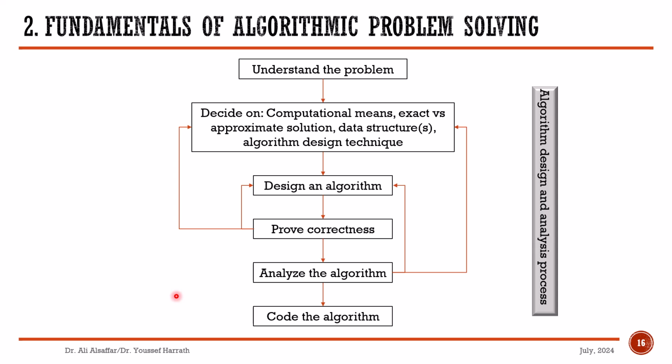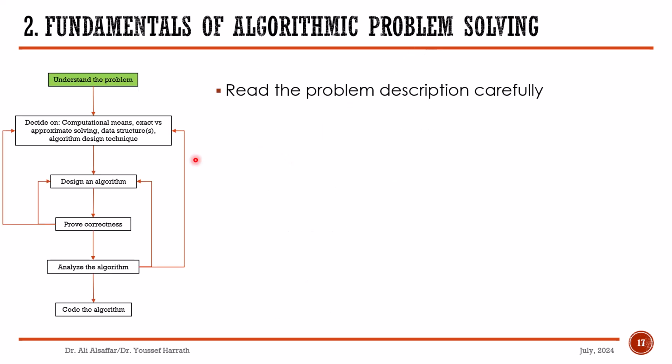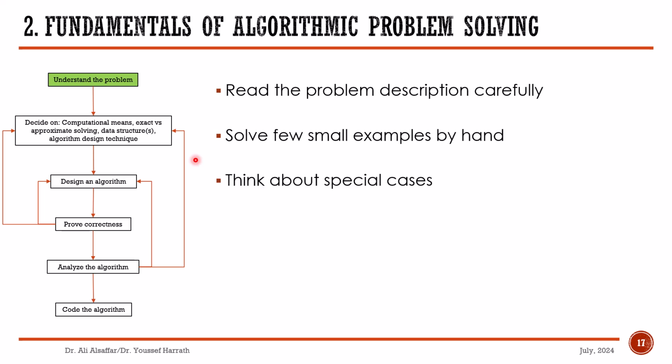Let us discuss in detail what we're supposed to do in each of these steps. The first thing you need to do before designing an algorithm is to understand completely the problem given. And you may ask questions if you have any doubts about the problem. In this step, you have to do a few small examples by hand, think about special cases, and compare the problem with existing problems, and whether the problem in question is one of them or not.